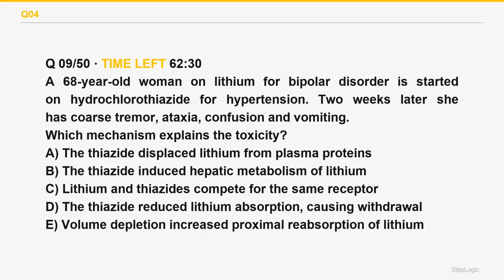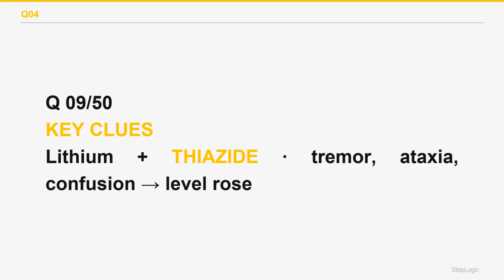Lithium is handled like sodium, and anything that makes the kidney conserve sodium also makes it conserve lithium. Lithium is not metabolized or protein bound. It is cleared entirely by the kidney, and it is reabsorbed in the proximal tubule alongside sodium. Any state that triggers avid proximal sodium reabsorption therefore drags lithium back with it: volume depletion, thiazide or loop diuretics, NSAIDs, ACE inhibitors, dehydration, and a low-salt diet. The thiazide caused mild volume contraction. Proximal reabsorption increased, and the lithium level rose into the toxic range.